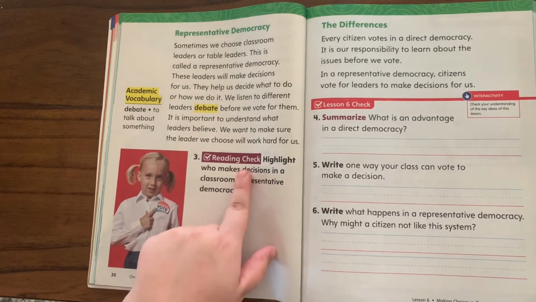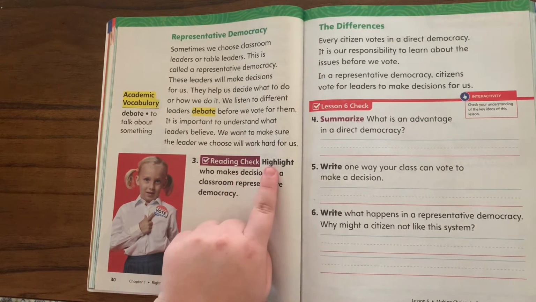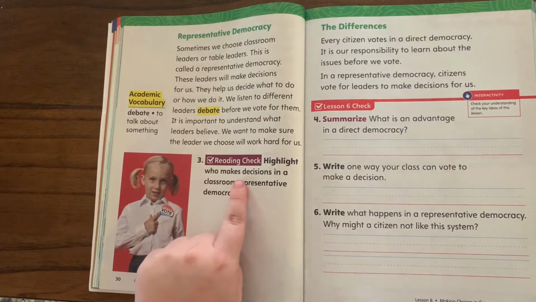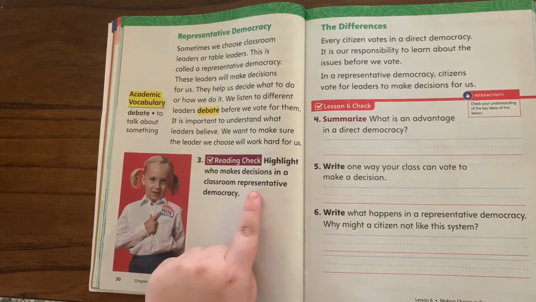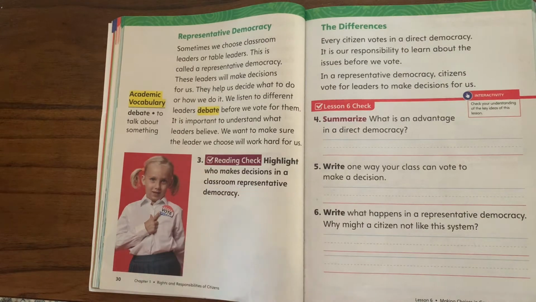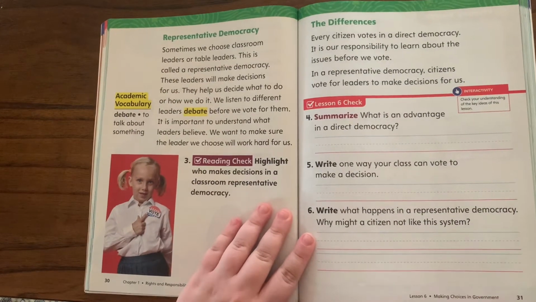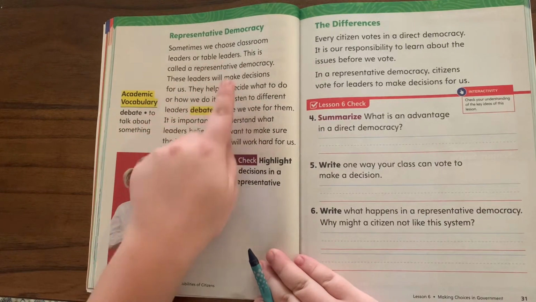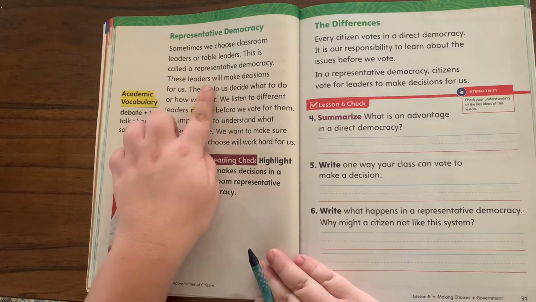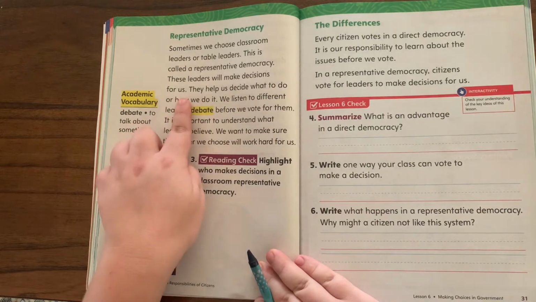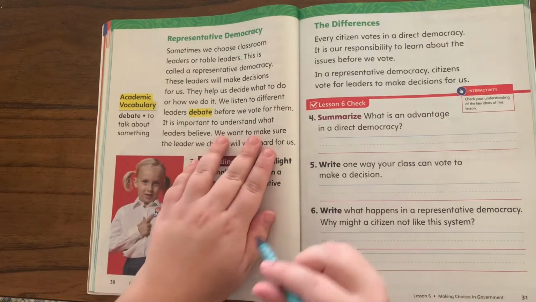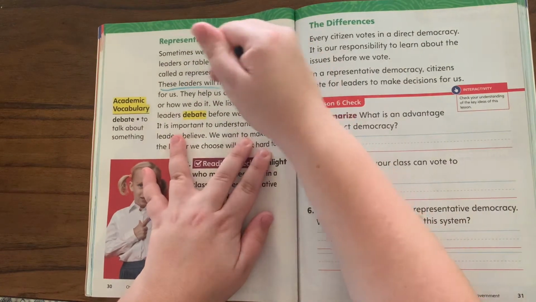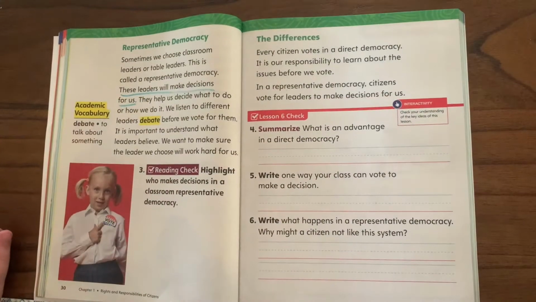We have another reading check here. It says highlight, but we're just going to underline again with our crayons. Who makes decisions in a classroom representative democracy? So on this page, it says we choose classroom leaders or table leaders, and these leaders will make decisions for us. So let's go ahead and underline that sentence that says these leaders will make decisions for us.